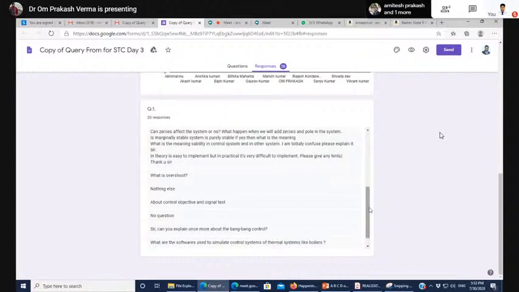Same as undershoot. Whatever the target is, you cross the target, and then you come back again to return to the target. That is your overshoot and undershoot.